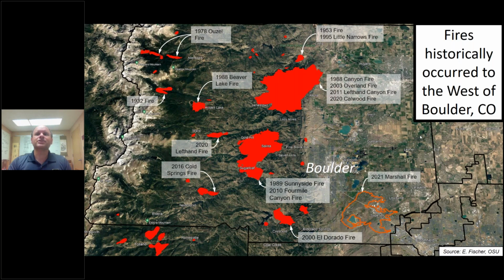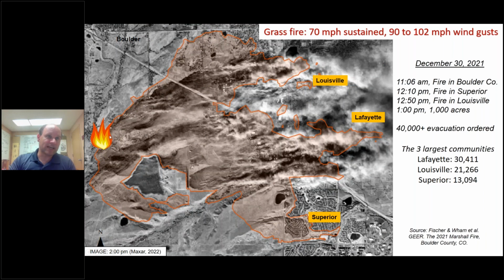And what I want to bring your attention to is this Marshall Fire happened, it leapfrogged Boulder and happened actually in a suburban area, not necessarily where people had thought fires typically occurred. And so what happened was on the left side of my screen here, where you see that flame is where the fire started. It kind of spread from left to right, and at 11:06 a.m. it started, and within minutes it was in Superior, and then it was also in Louisville and in Lafayette on December 30th. The three largest counties affected were Lafayette, Louisville, and Superior, but there were smaller communities within there.